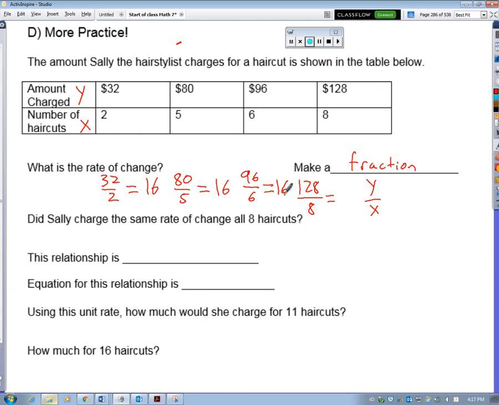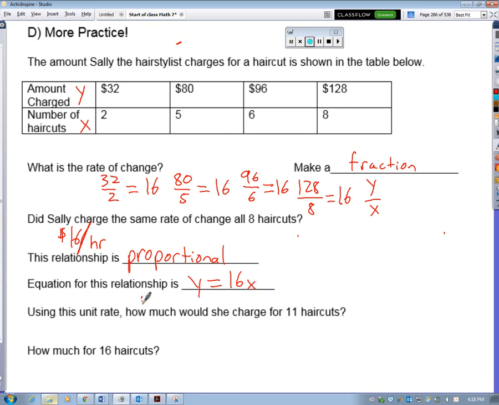Okay, so that means Sally was charging the same price for every haircut. She is charging $16 to do one haircut. Okay, that's just kind of like a fraction bar there to show $16 for one haircut. That's our unit rate. It was the same every single time, so we're going to call this proportional. Okay, it had the same unit rate, $16 every time. The equation for this is going to be y equals our unit rate, which is 16 times x.